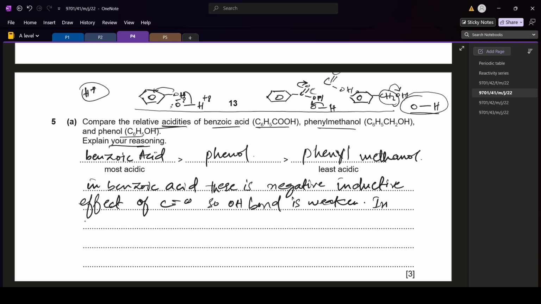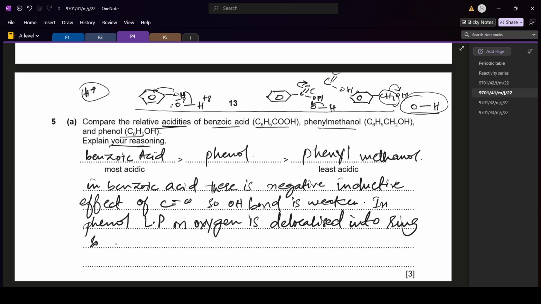Then in phenol, the lone pair on oxygen is delocalized into the ring, so the OH bond is weakened.